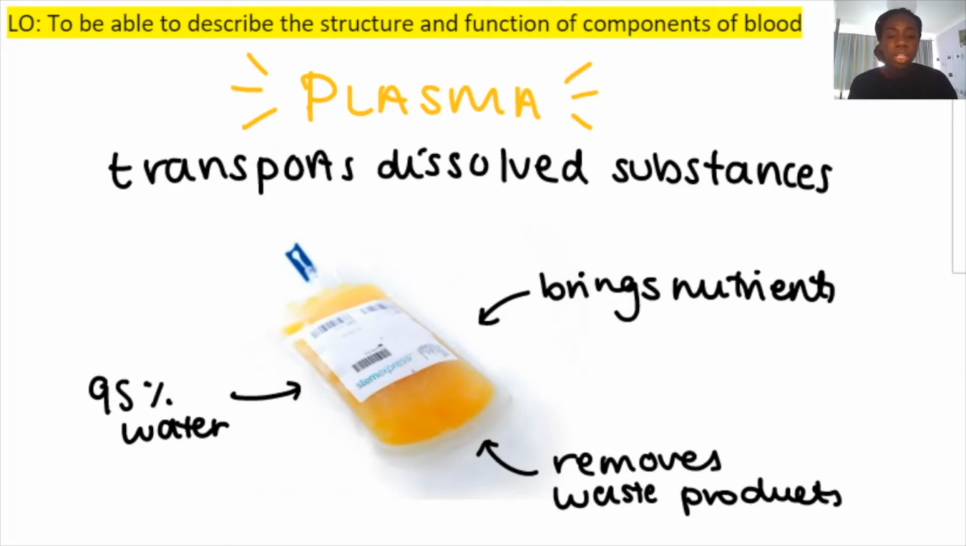Its main function is to transport dissolved substances, for example, glucose, amino acids, urea, hormones, proteins, and the like. So essentially brings nutrients to cells and then also removes the resulting waste products. About 95% of it is made up of water, and then the rest is all the other dissolved substances.